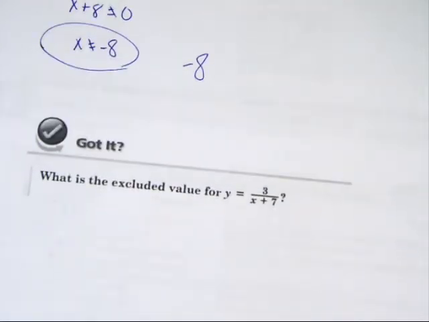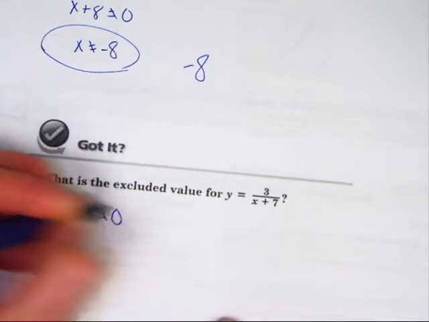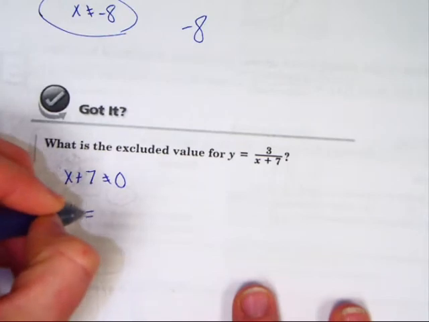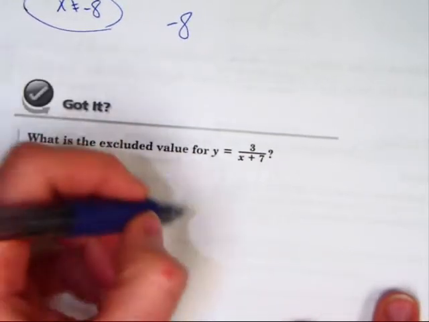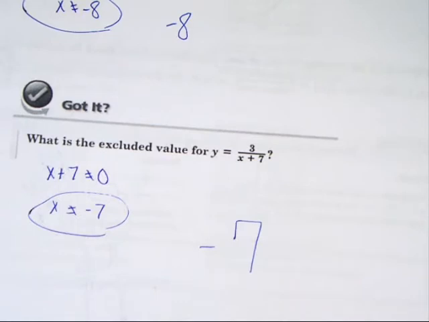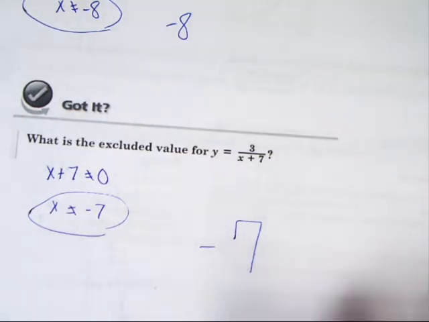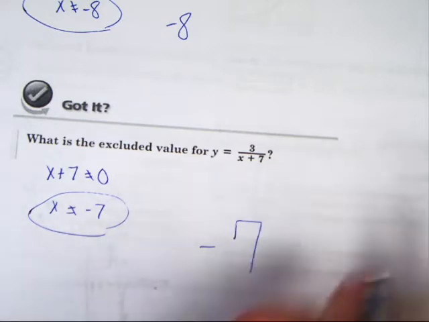What is the excluded value here? Well, since x plus 7 is not allowed to be 0, you solve and x is not allowed to be negative 7. So our excluded value on this one is negative 7. None of that is new to you. You know how to find excluded values, but what you don't know is how to let those excluded values actually help you graph.